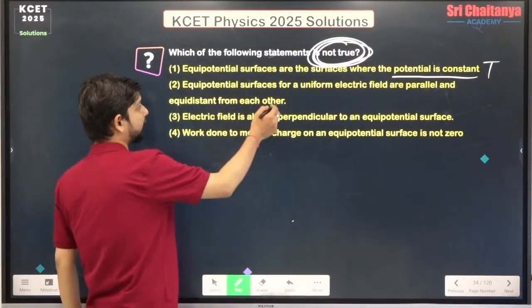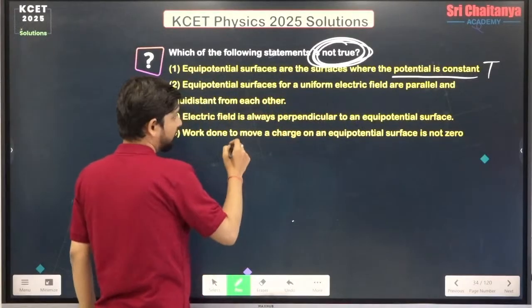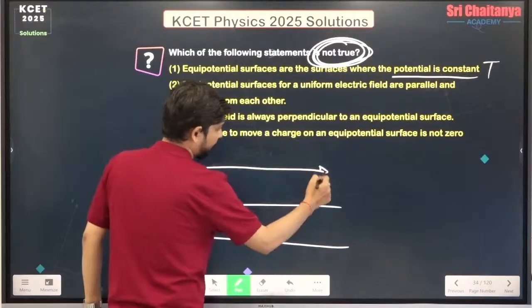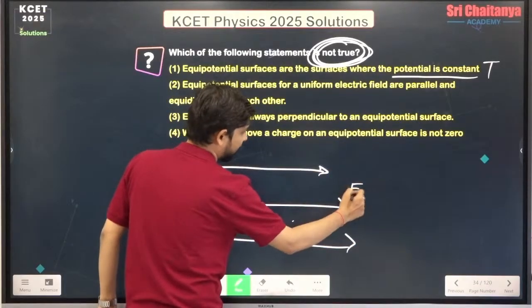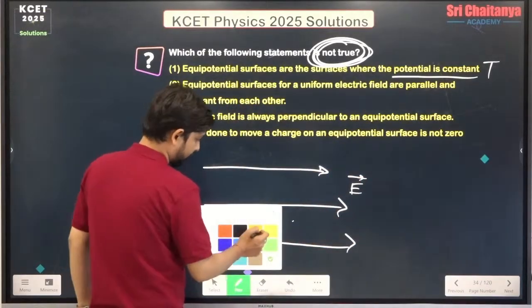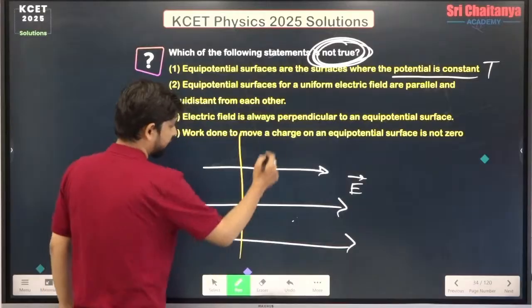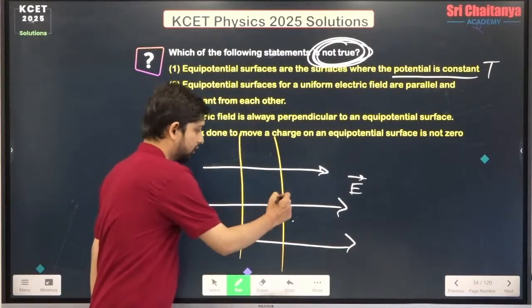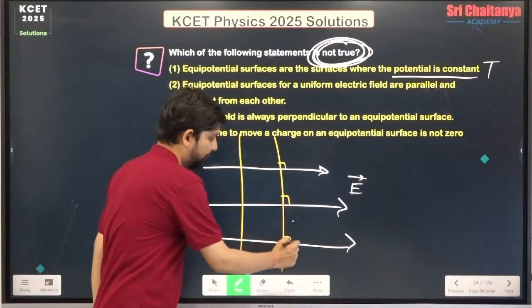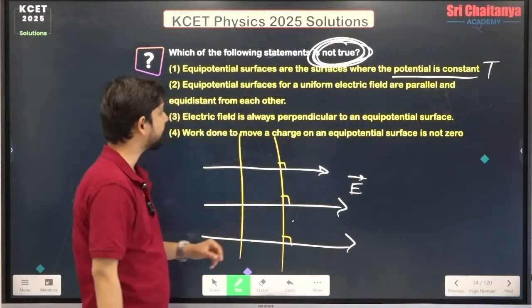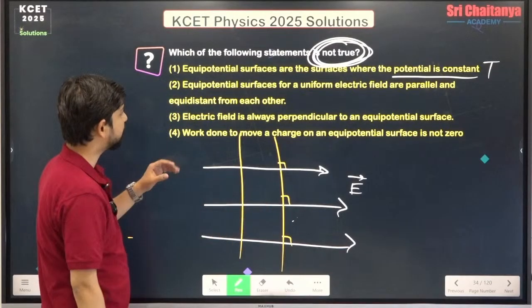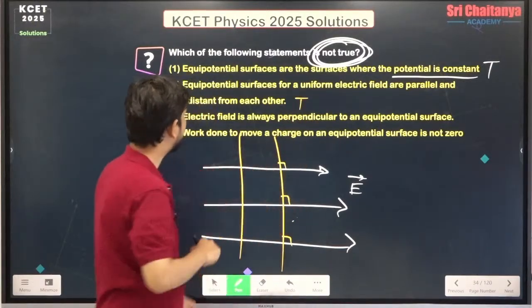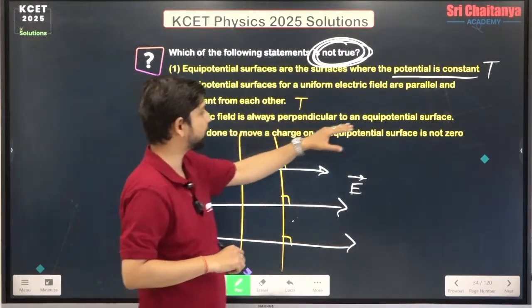So, equipotential surface for a uniform electric field. When the electric field is uniform, it means it is going to be straight lines. When electric field lines are straight, the equipotential surfaces are going to be planes which are perpendicular to the electric field lines, like this. So we can say that this is also true. Now, electric field is always perpendicular to an equipotential surface.